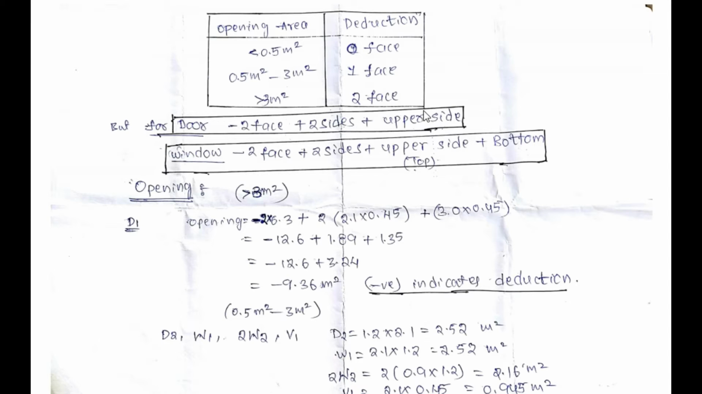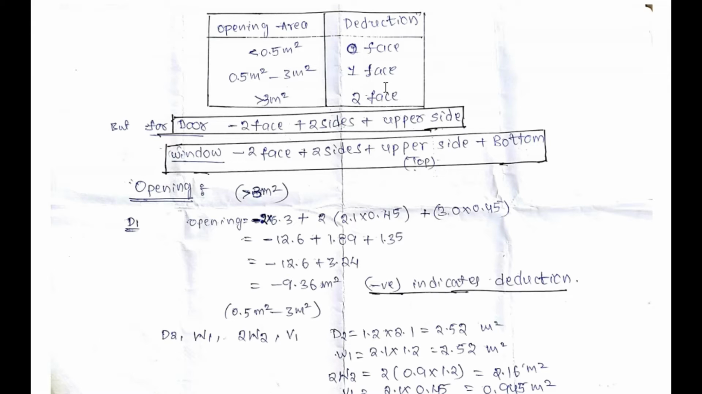Calculation of plaster and brickwork is not much difficult, but you should know the rules of deduction of openings. Let's see what rules are to be followed. See here, if the opening area is less than 0.5 meter square, then we do not have to deduct any opening. If the area is 0.5 to 3 meter square, then we have to deduct one face. If the opening area is greater than 3 meter square, we have to deduct two faces, but we have to add sides and top and bottom area.